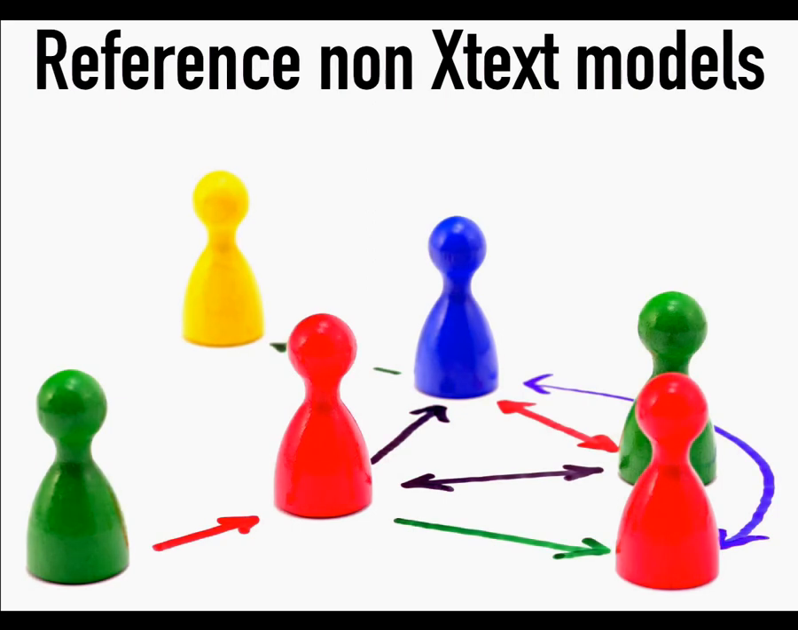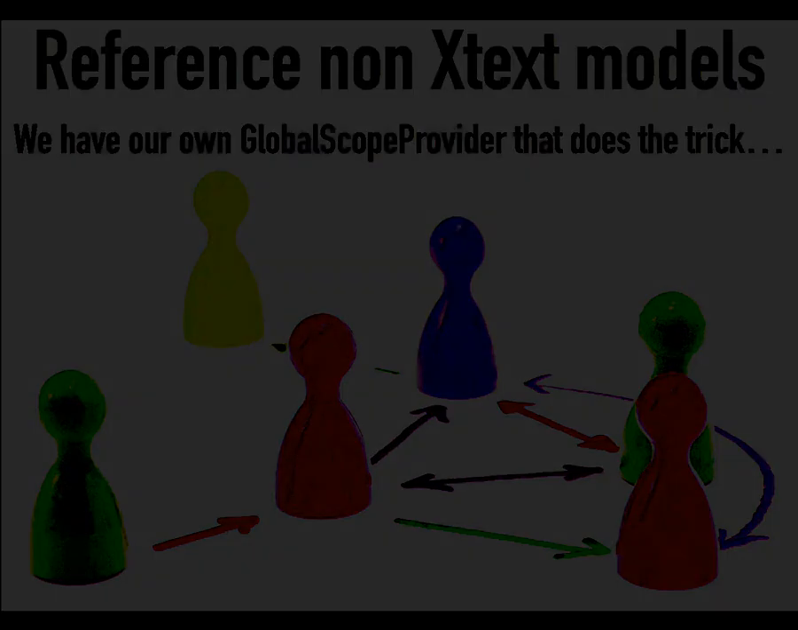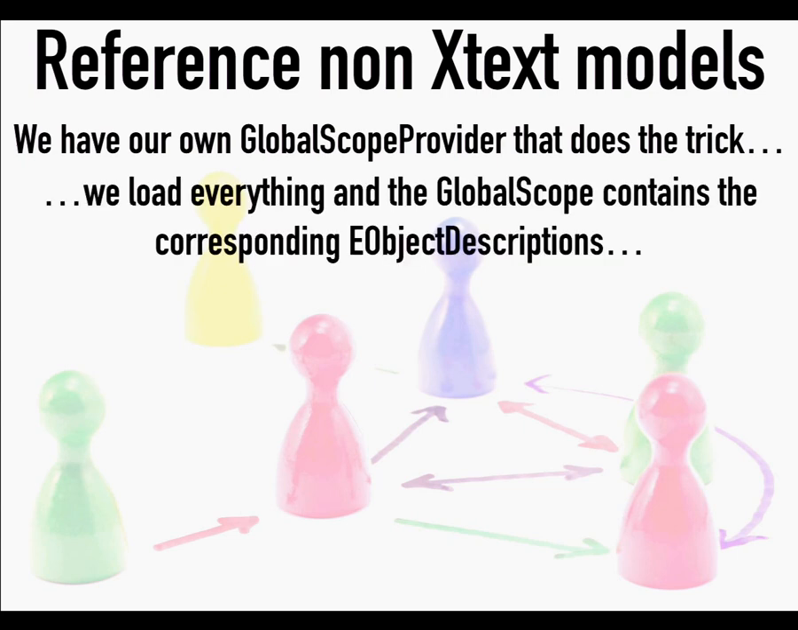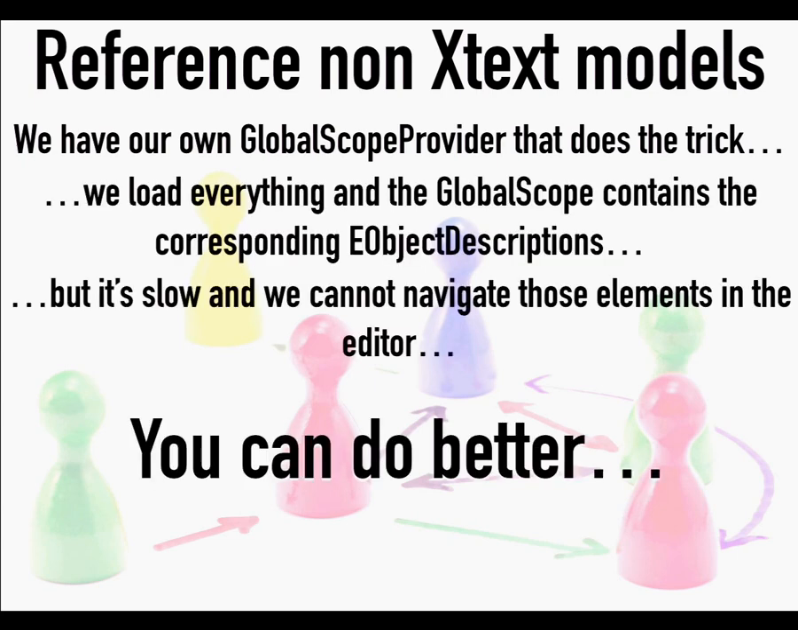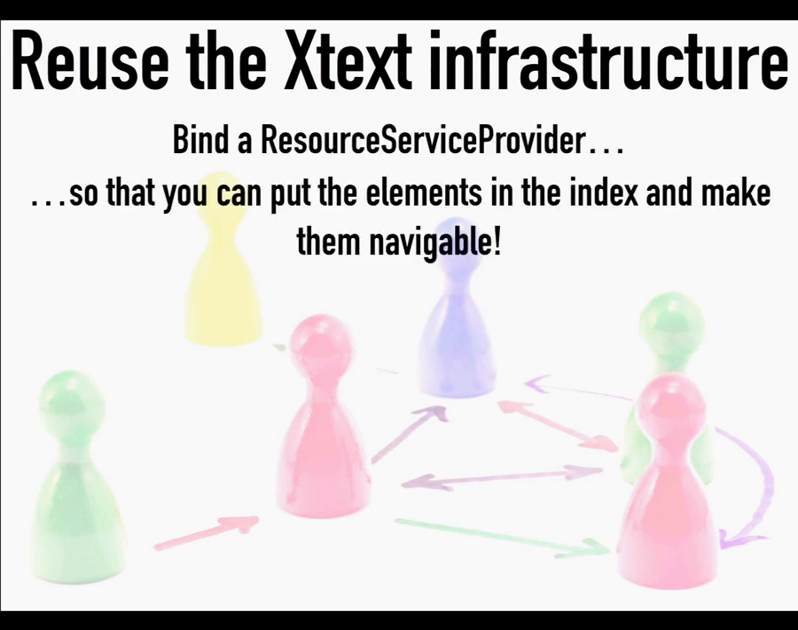Referencing non-Xtext models, that's another thing. If you want to do that, people sometimes create their own global scope provider. I already said that's not a good idea. What you can do is put that stuff inside the index, and you can bind your own resource service provider. There's an extension point to do that.